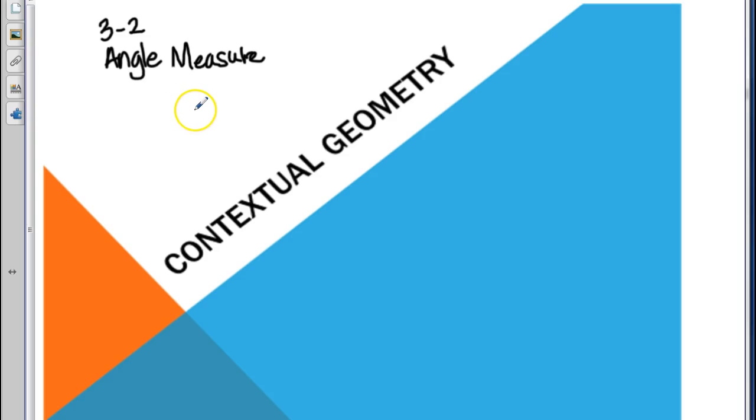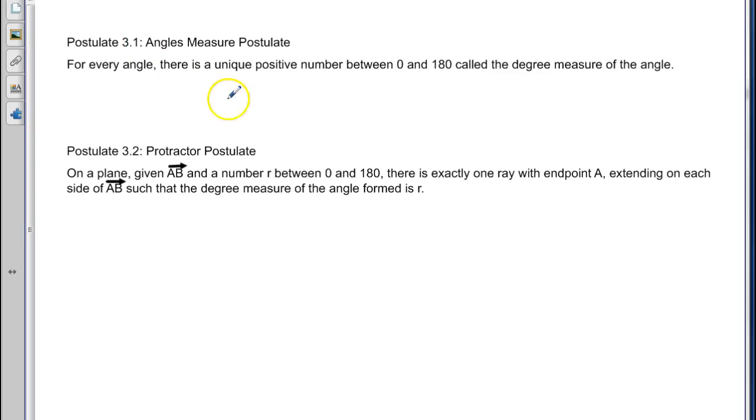We are in Chapter 3, Section 2 with angle measure. All right, so let's talk about how to measure angles. There is a postulate called the angle measure postulate that says for every angle there's a unique positive number between 0 and 180 called the degree measure of an angle. So angles are measured in degrees.